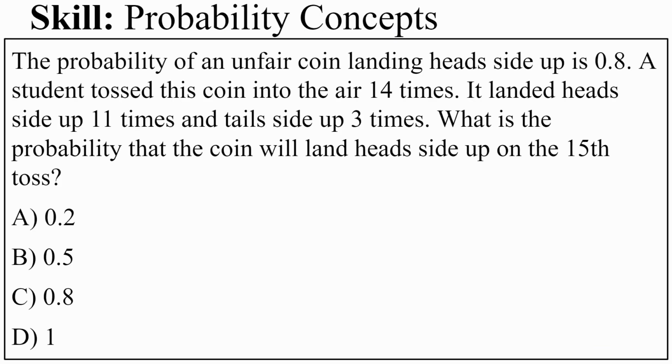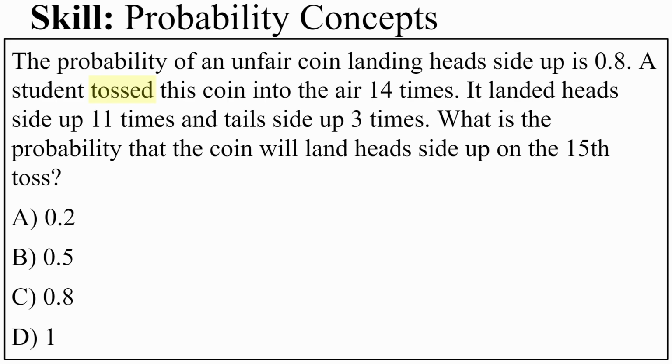So there's a question here about an unfair coin, like a weighted coin, and it wants to know the probability of it landing heads up on the 15th toss given this situation. Notice this key word, the student tossed it into the air 14 times. That's past tense. So that means it already happened.